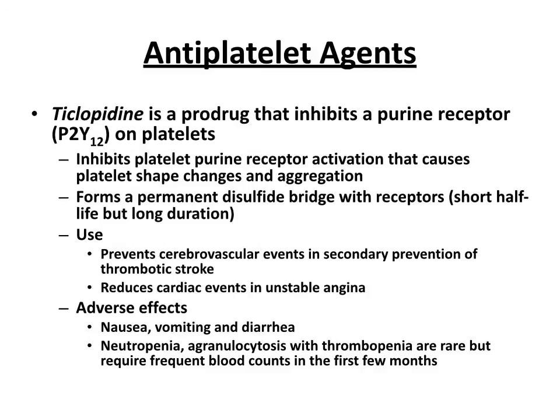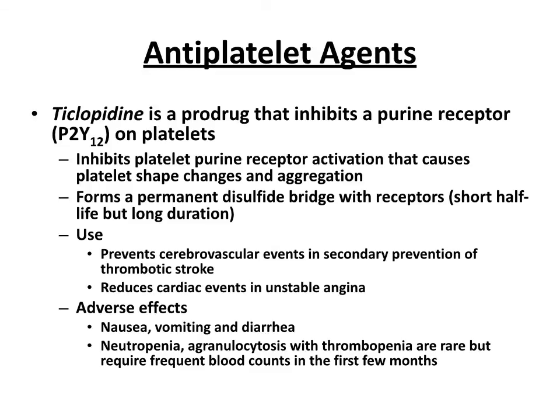Okay, ticlopidine is another antiplatelet agent that you actually want to be aware of. Ticlopidine is a prodrug that inhibits a purine receptor. And when you inhibit this purine receptor, you inhibit the ability of platelets to aggregate. You're going to inhibit all kinds of stuff. You're going to inhibit their signaling each other and signaling coagulation factors. You're going to inhibit the formation of plugs, etc.